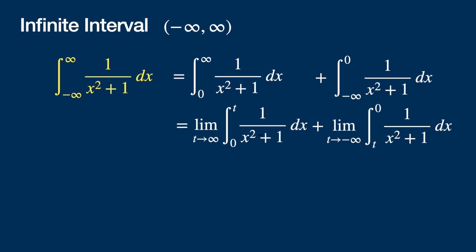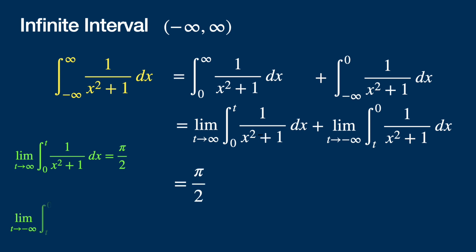But in the previous two examples, you already found each of these improper integrals, right? The limit as t approaches infinity of the integral from 0 to t of 1 over x squared plus 1 dx is pi over 2. That's why the first one is pi over 2. The second, limit t approaches negative infinity, t to 0, 1 over x squared plus 1 dx, is pi over 2. So pi over 2 plus pi over 2 is going to be pi. So that was the first type of improper integral, with an infinite interval.